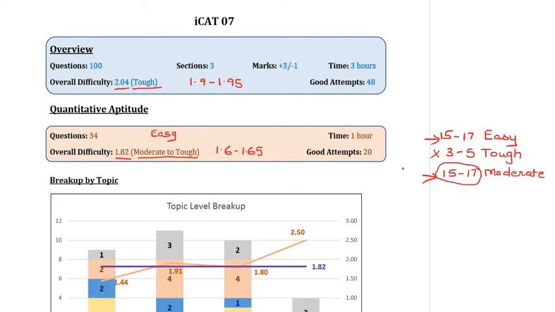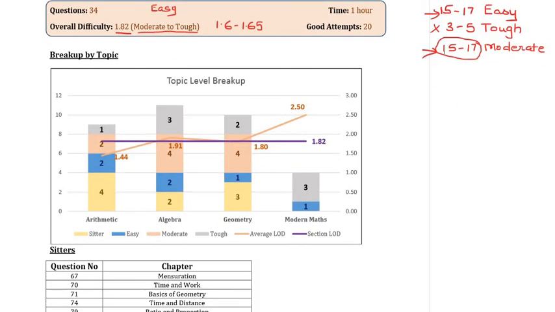So for every mock, we need to go into greater detail into that area and see how that particular part of the section was structured and what would have been the optimal strategy to attempt each of these: arithmetic, algebra, geometry, modern math in the section. Let's do that for this mock. So again, this lists the difficulty level as we saw in the two earlier videos.